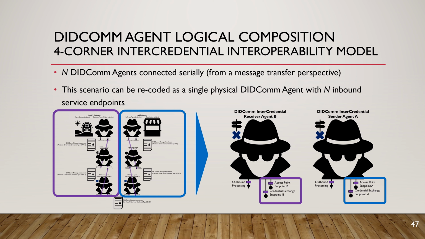So whenever you have that, and whenever they're running underneath the same set of keys, the same identity, it's possible to collapse those. So the scenario on the right can be collapsed or recoded as 2 single physical DIDCOM agents with n inbound service endpoints each. So we can see that the three agents on the right side in the blue box of ABC Grocery can be collapsed into the rightmost agent on this slide, and similarly the three DIDCOM agents that are part of David's Cabbages can be collapsed into a single agent with multiple endpoints. So we have the access endpoint for both, and we have the credential exchange endpoint for both.